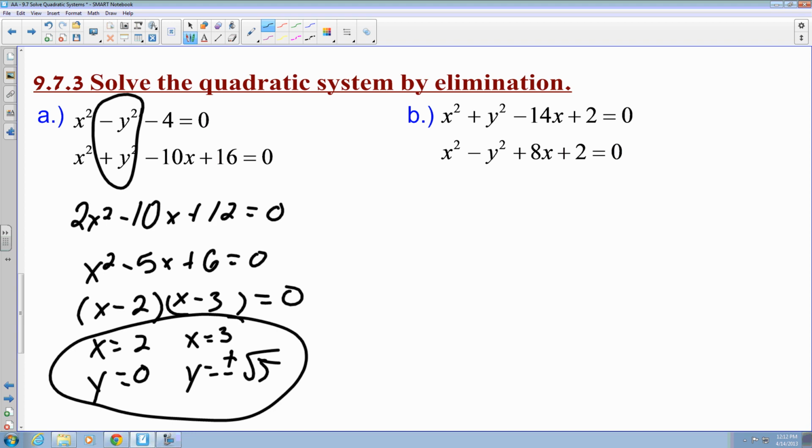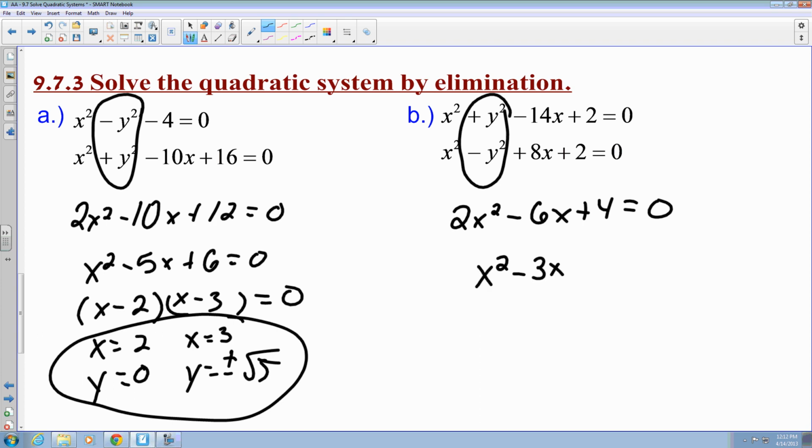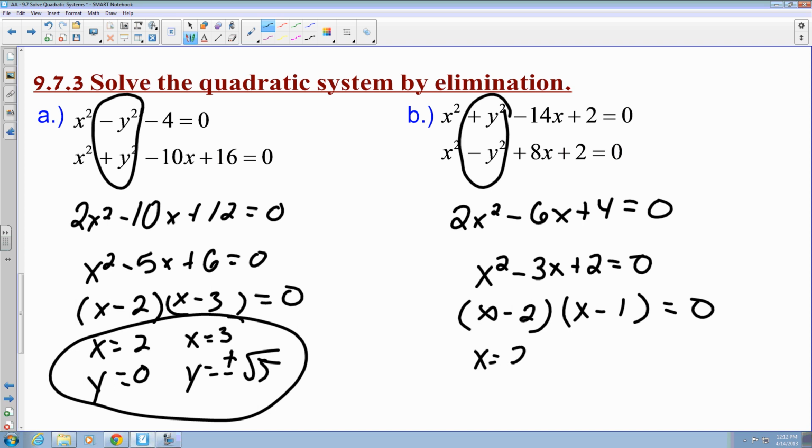Okay. Last one here, same thing. This one's the opposite, so I can add those together and cancel that out. So it becomes 2x squared minus 6x plus 4 equals 0. I can divide everything by 2, so these are x squared minus 3x plus 2 equals 0. We can reverse FOIL this. So that's x minus 2 and x minus 1. So x here would equal 2, and x here would equal 1.